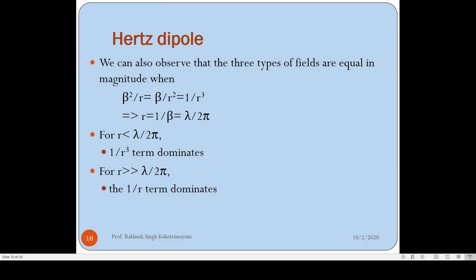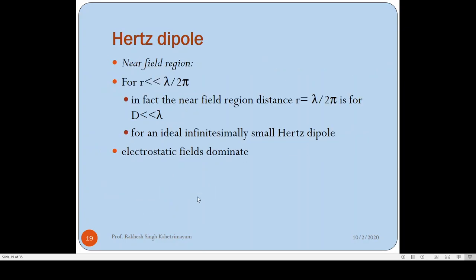And one more thing is that if r is less than lambda by 2 pi, then electrostatic fields will dominate. In that case, the 1 by r cube term will have the maximum value. When r is very much greater than lambda by 2 pi, the radiated fields will dominate. That means fields which vary as 1 by r will dominate. So the near field result is when r is very much less than lambda by 2 pi.